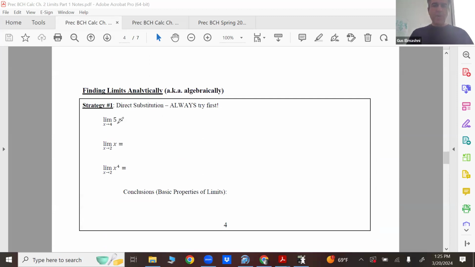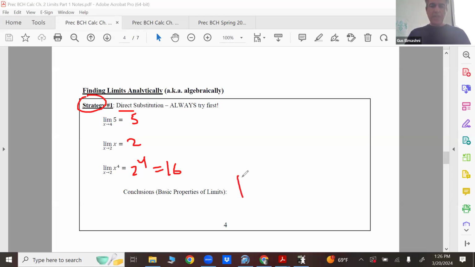Okay. So, guys, quiet. Strategy 1: try direct substitution first. If you plug 4 in, you get 5. Plug 2 into x, you get 2. Plug 2 in, you get 16. So very basic, right? Always try direct substitution first. Sometimes that'll do the trick and you're done. Sometimes that's fine. There's no issues there.